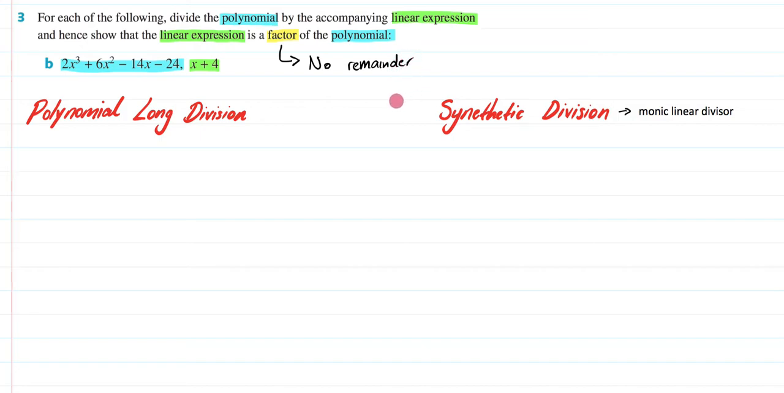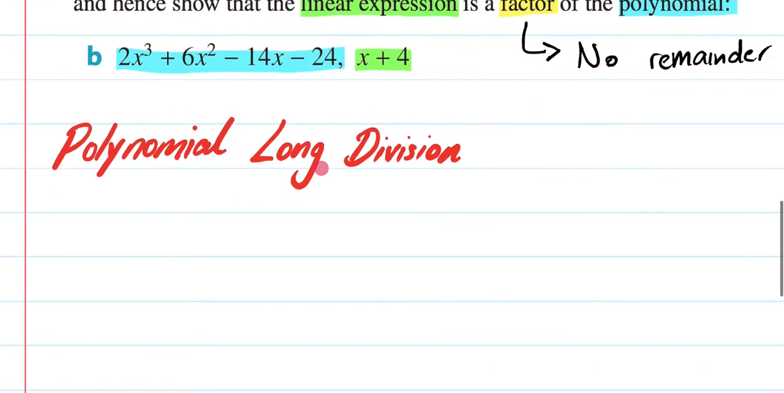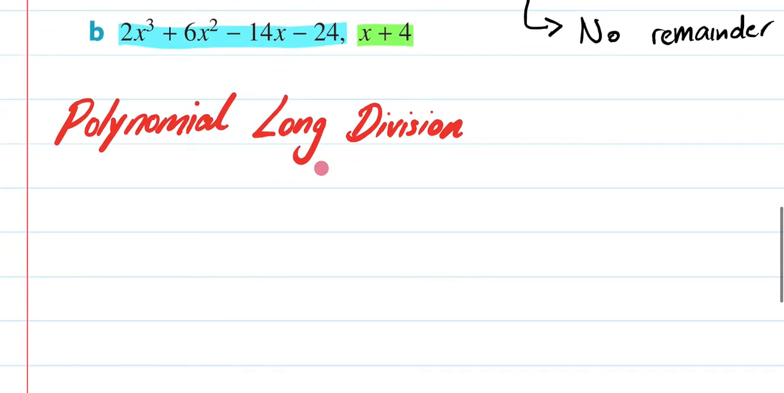I'm going to be showing you two techniques to perform this division. One is your customary traditional polynomial long division, and the other is a shortcut called synthetic division, which we can use because our divisor is monic and linear. But we don't really need to concern ourselves much with this shortcut. It is far, far more important, it is essential, that you know how to do polynomial long division. So let's get straight into that.